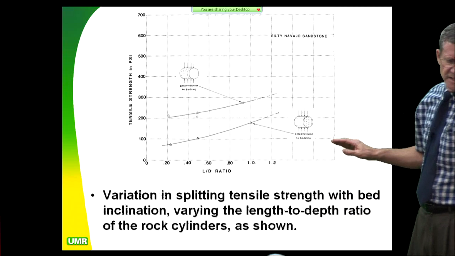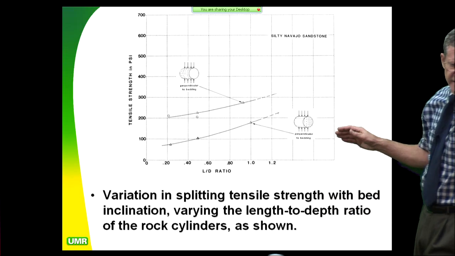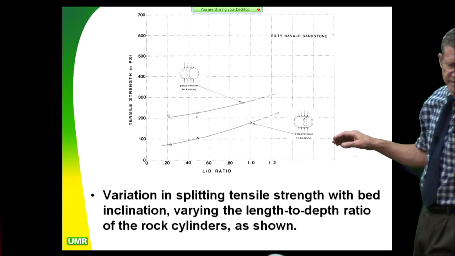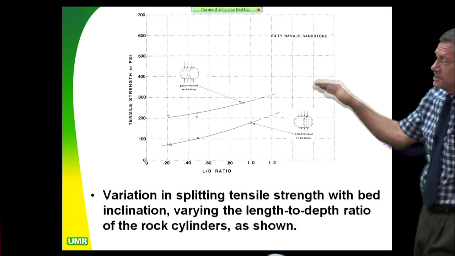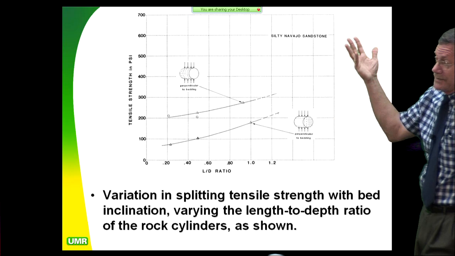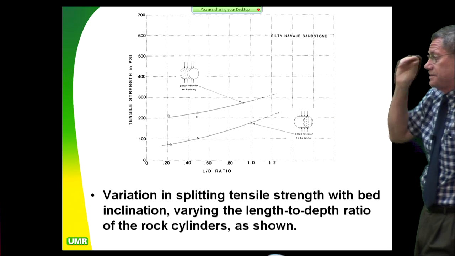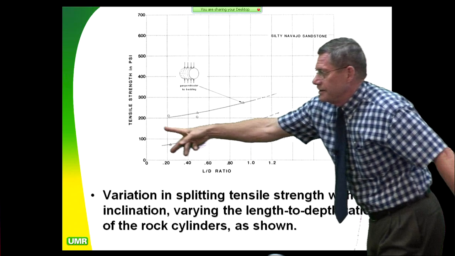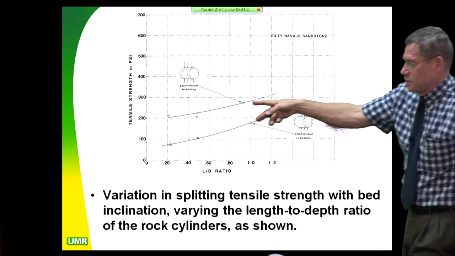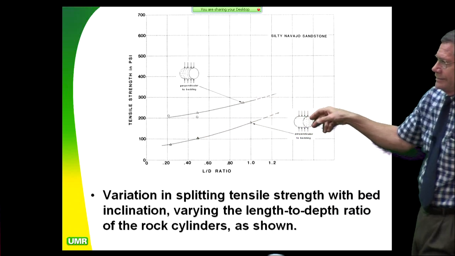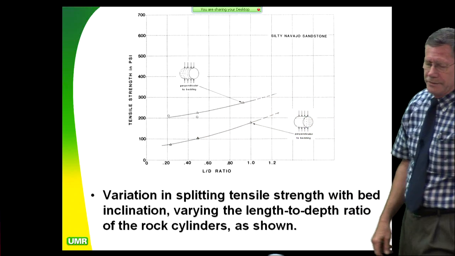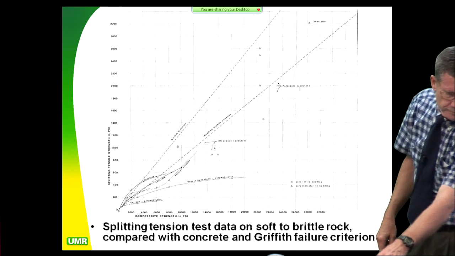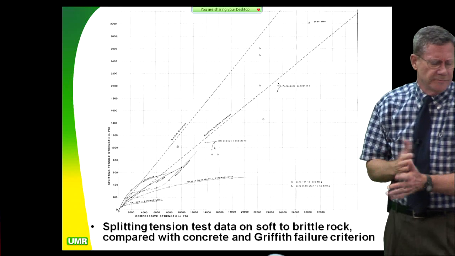Here's variation in splitting tensile strength with the bed inclination, varying the length to depth ratio. And this is for the silty Navajo sandstone. So this is the real strong stuff. They had 17,000 PSI compressive strength. And you can see here, again, one of them is twice what the other one is, depending which way you load it.